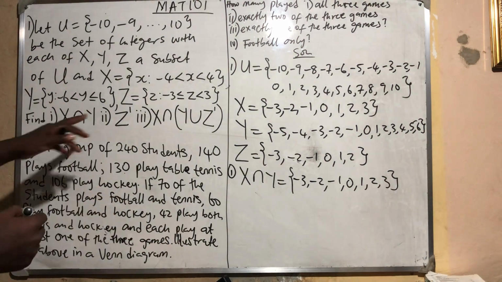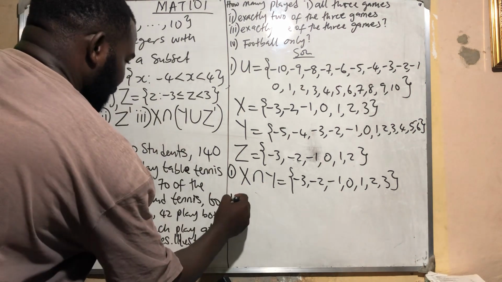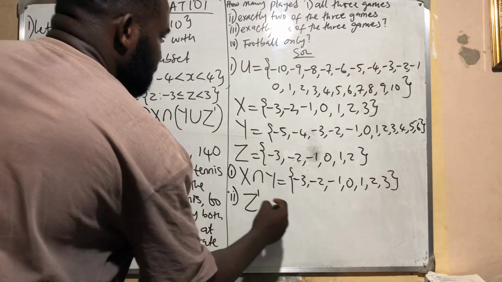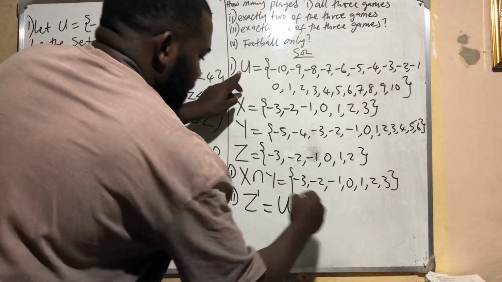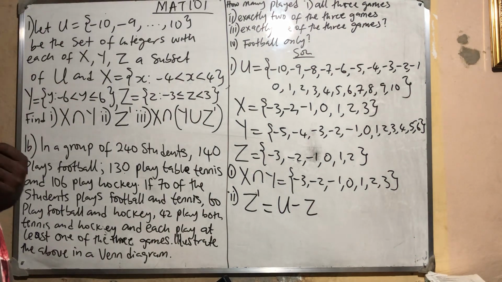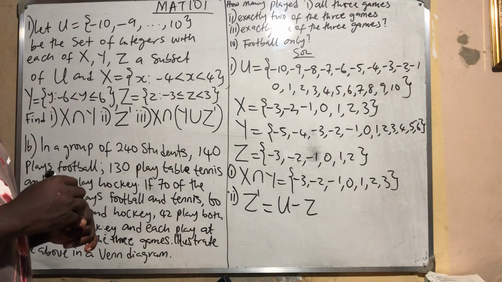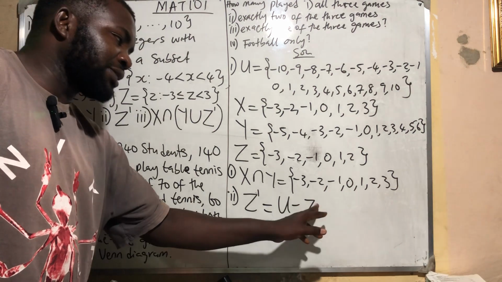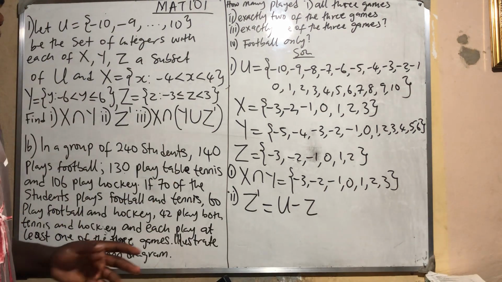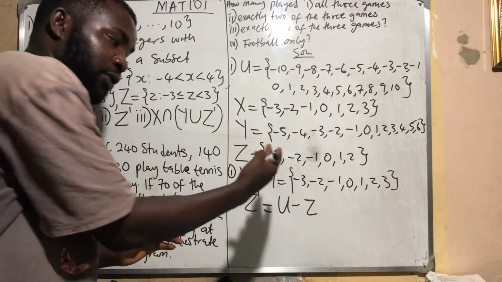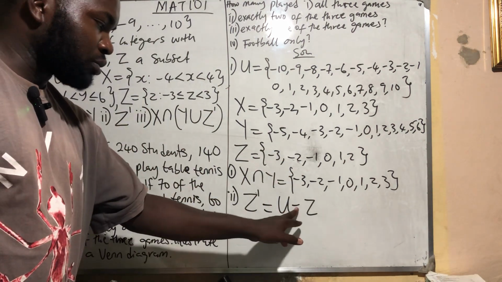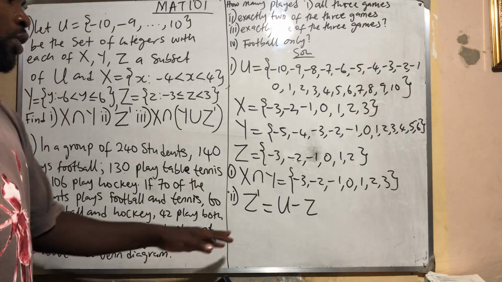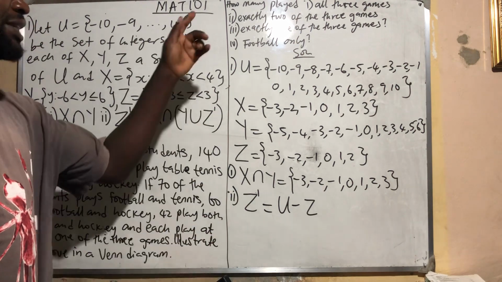That's intersection for you. The next thing they say we should find is z prime. Don't forget that anything prime, or complement, z complement or z prime, means the universal set minus that thing. So z prime means universal set minus z. And anything minus means whatever element you can find in the left hand side that is not in the right hand side. So minus means whatever is in the universal set that is not in z. So that is the meaning of complement.